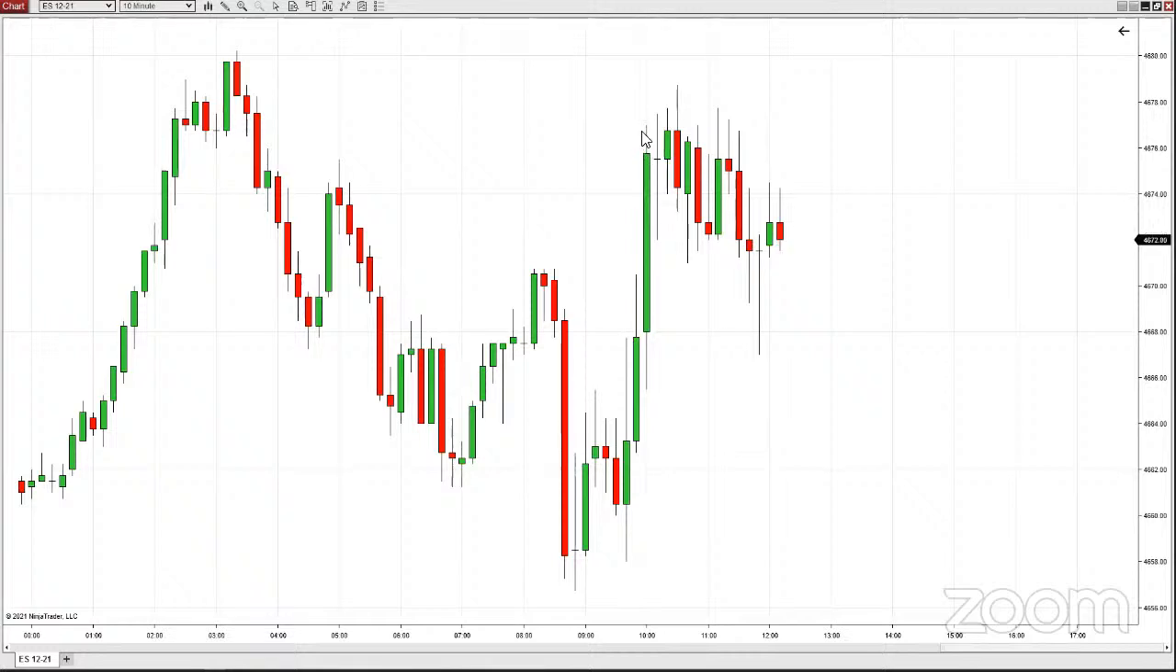The wick at the top, or the shadow at the top, as some people refer to it, just shows you how high it went during that 10-minute period. And the wick at the bottom shows how low it went during that 10-minute period, right?